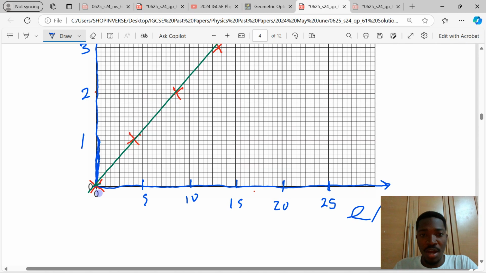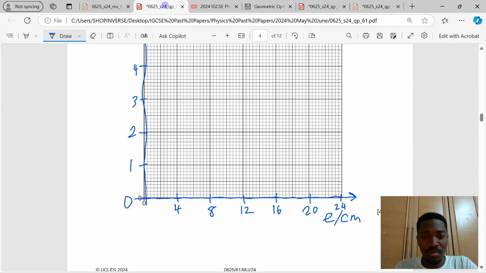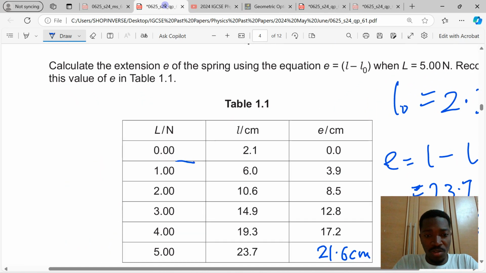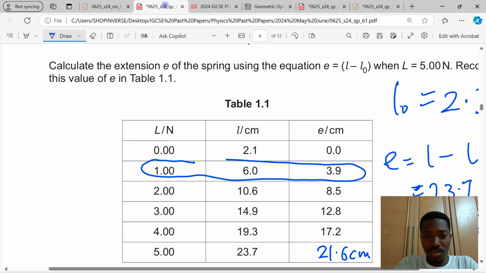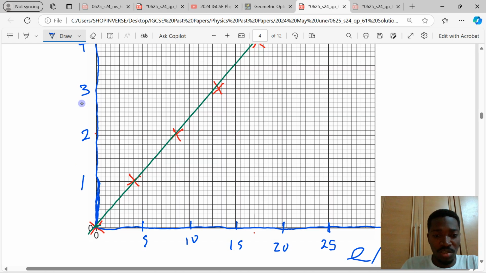The second point I have, let me just pick the point from here. When the load is 1 Newton, extension is 3.9 centimeters. So I came here. Don't forget that this is the load axis, load in Newton. So when the load is 1 Newton, the extension is 3.9.